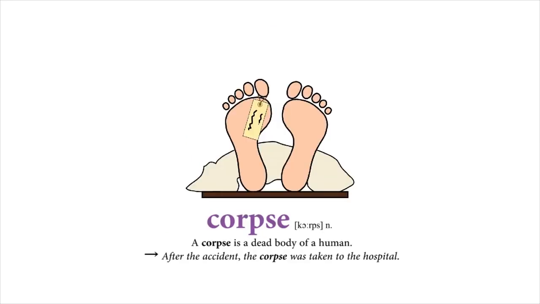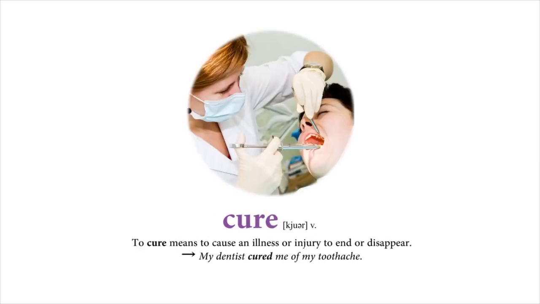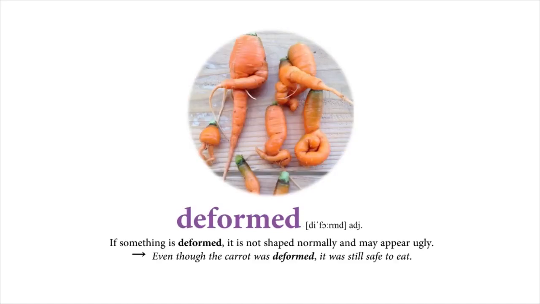Corpse. A corpse is a dead body of a human. After the accident, the corpse was taken to the hospital. Crisis. A crisis is a situation that is extremely stressful or dangerous. The airport workers' strike led to a crisis at the airport. Cure. To cure means to cause an illness or injury to end or disappear. My dentist cured me of my toothache. Deformed. If something is deformed, it is not shaped normally and may appear ugly. Even though the carrot was deformed, it was still safe to eat.